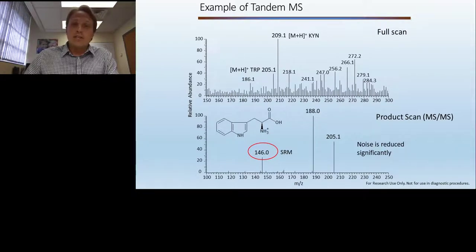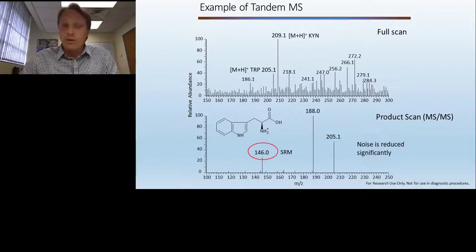And this points out a key part of selective reaction monitoring: choosing an ion that is more selective than, say, a loss of water or ammonia, because those losses are less indicative of a compound or a metabolite. So the ion at 146 would be a much more reliable SRM ion to monitor to ensure we measure tryptophan in a more precise way.